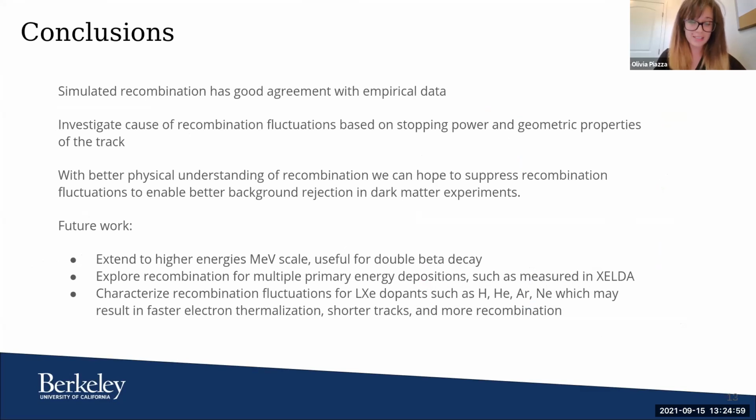So, as demonstrated, our simulation has good agreement with NEST, which is an empirically driven framework. Furthermore, our recombination fluctuations are within a reasonable uncertainty of NEST results. Currently, we're investigating the cause of recombination fluctuations by examining the simulated stopping power and geometric properties of the primary tracks. And we're hoping with better physical understanding of recombination, we can suppress recombination fluctuations to enable better background rejection in dark matter experiments.